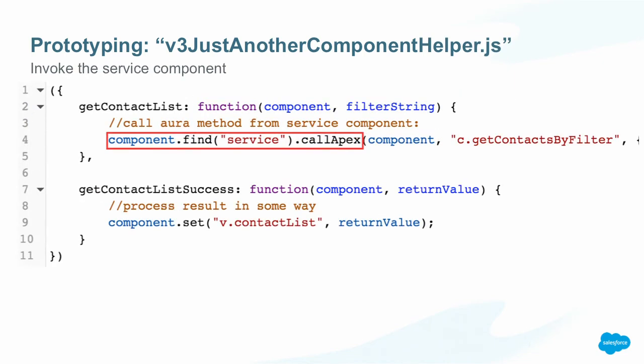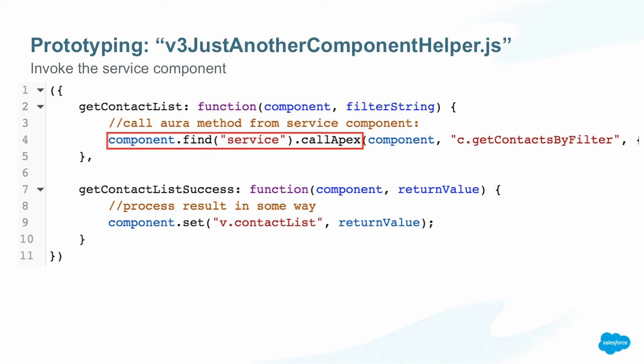When you want to invoke this callApex method, which lives in the service component, you have to reference the service component to invoke the Aura method. So component.find gives you that service component instance. Then you can say callApex, because I named the Aura method the same way as my helper method, so that's probably confusing over here as well. The Aura method has a name, and that's the name you have to call over here.